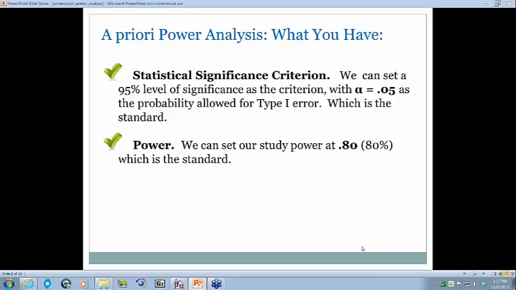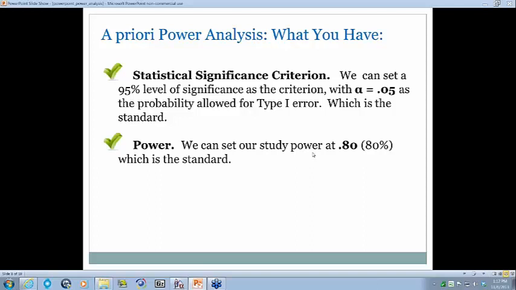Well, here's what we have. We have our statistical significance criterion because we're just going to use alpha equals 0.05. Like I said, you can make it 0.01, you can make it 0.10, it's up to you, but typically it's 0.05. And we have power because usually what we'll do is we'll set our power at 0.8, 80%. That means you have an 80% chance of seeing that significance that's hiding in the corner. That means a 20% chance you might miss it.